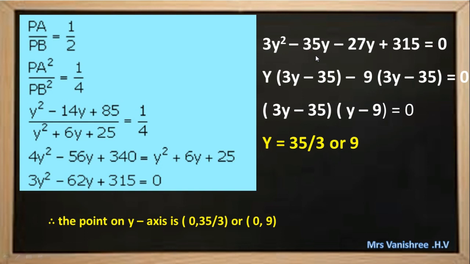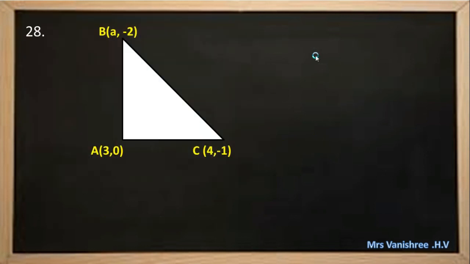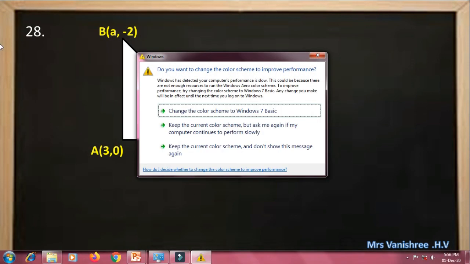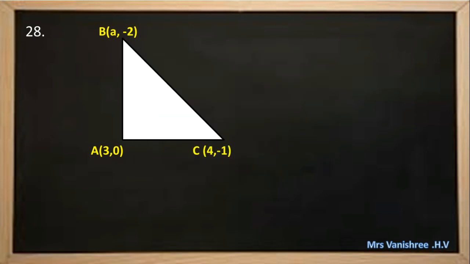The last question of this exercise and hence the chapter also, there are 3 points. One is A(3, 0) and the other point is B(a, -2) and the third point is C(4, -1). It is clearly said that these are the vertices of triangle ABC where it is right angled at the vertex A. So similarly, I have taken a right angle to make you understand. Diagram is not much important here.